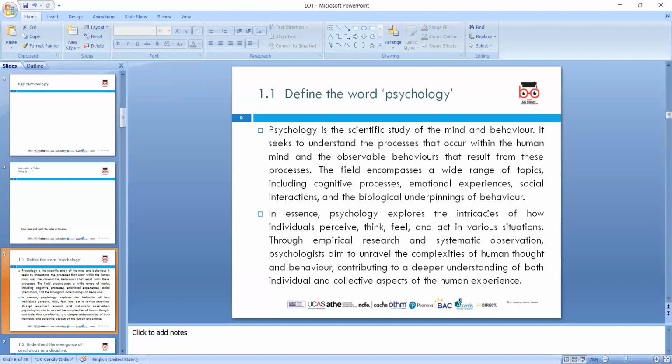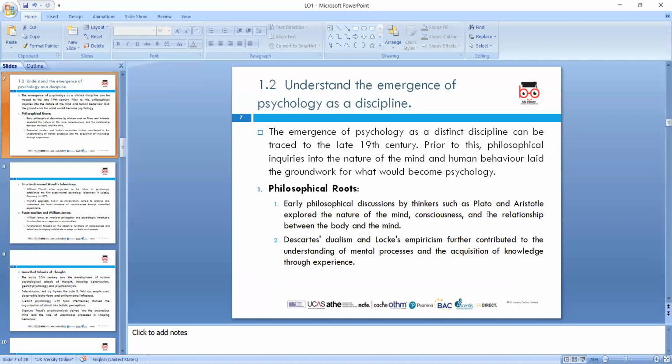So human experience is of two types, the subjective and the objective. The objective, which is common, and the subjective, which is individual. Understand the emergence of psychology as a discipline. The emergence of psychology as a discipline can be traced back to the late 19th century. Prior to this, philosophical inquiries into the nature of mind and human behavior laid the groundwork for what became psychology.